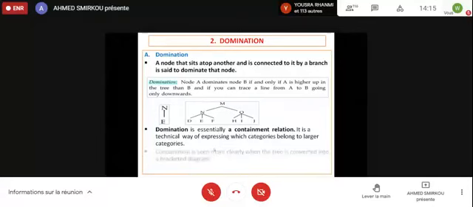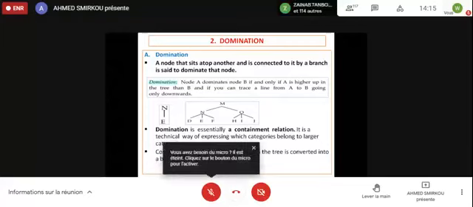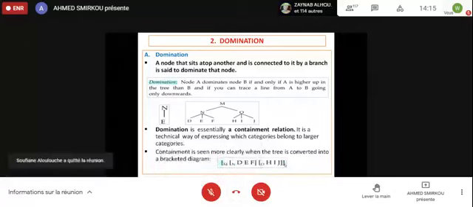So containment is seen more clearly when the tree is converted into a bracketed diagram. Now we can see our node M here and here, which means that it contains everything, it dominates everything. But look at N here, node N includes only D, E, F, so it dominates only these three nodes. O includes only H, I, J, so it dominates only these three nodes.